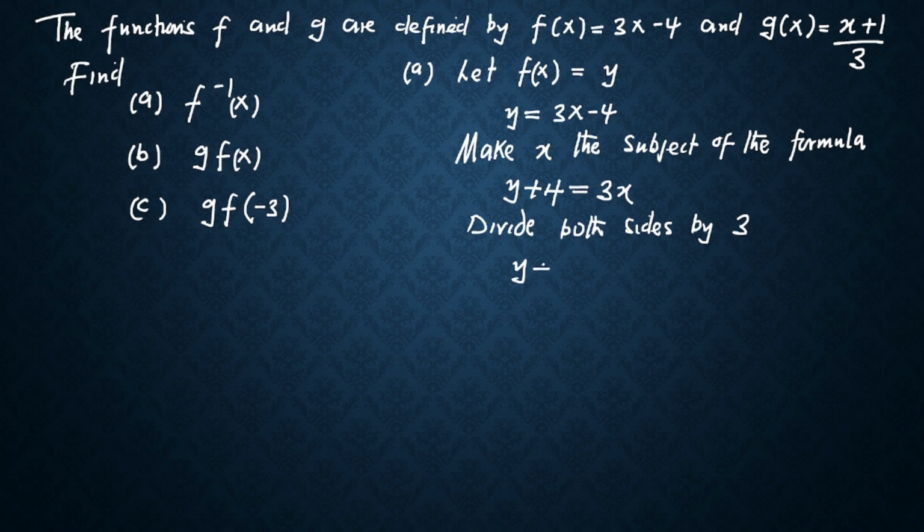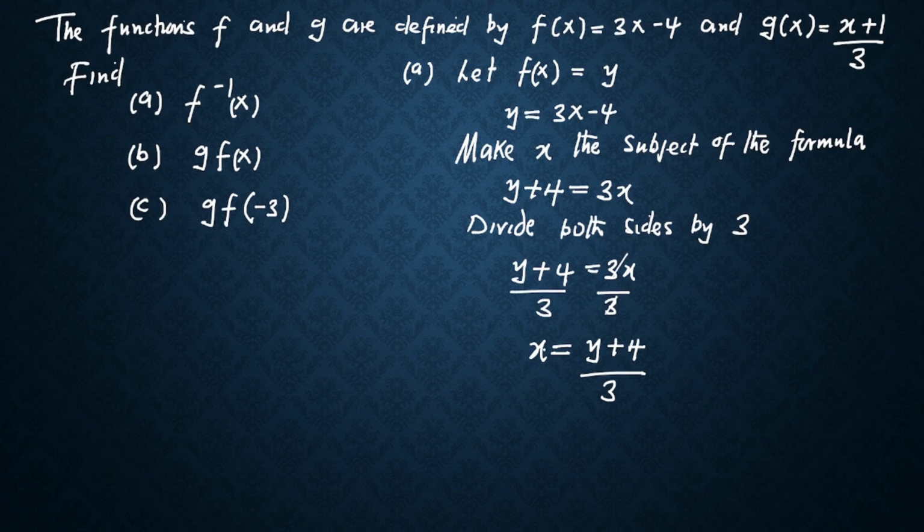So it will be y plus 4 equal to 3x. Then you divide by 3, so that we remain with the x. Therefore, we can say x is equal to (y plus 4) over 3.